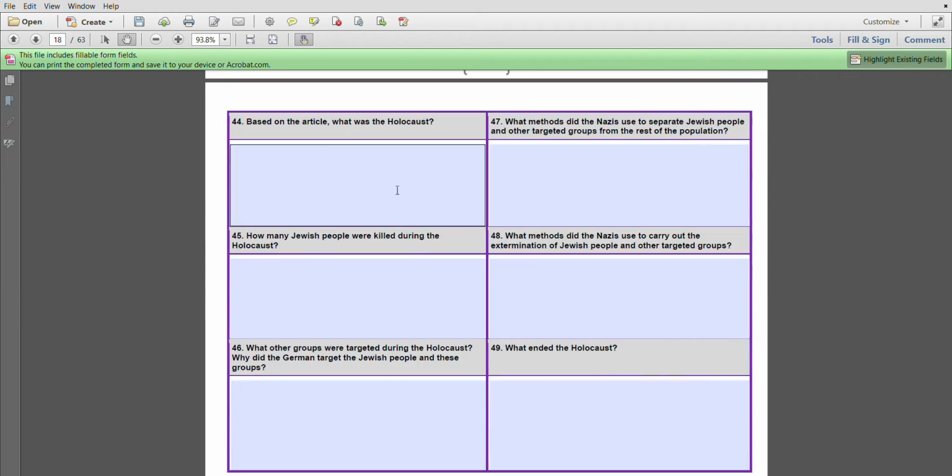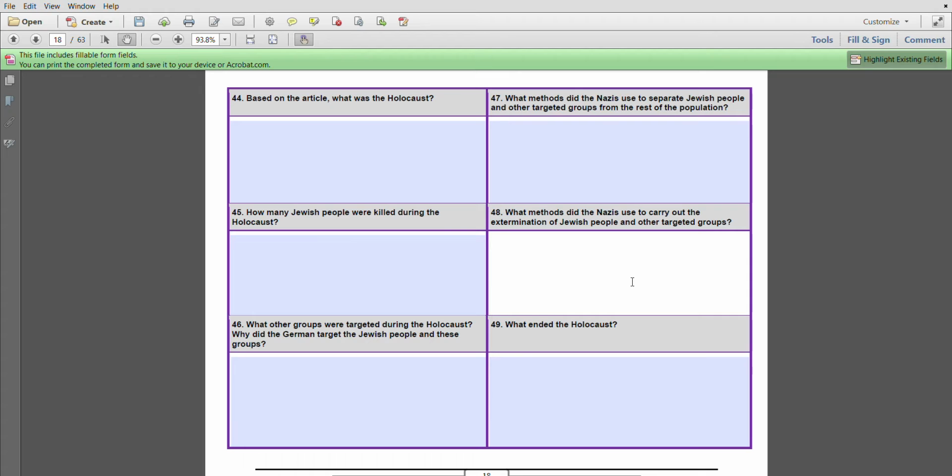answer these questions. 44. Based on the article, what was the Holocaust? 45. How many Jewish people were killed during the Holocaust? 46. What other groups were targeted during the Holocaust? Why did the Germans target the Jewish people and these groups? 47. What methods did the Nazis use to separate Jewish people and other targeted groups from the rest of the population? 48. What methods did the Nazis use to carry out the extermination of Jewish people and other targeted groups? And 49. What ended the Holocaust? Okay.